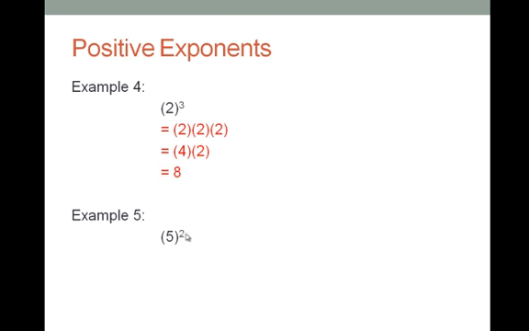Now here, this is 5 to the 2, or 5 squared. Again, it's not 5 times by 2, but 5 times by itself 2 times. So 5 times 5 gives me 25.